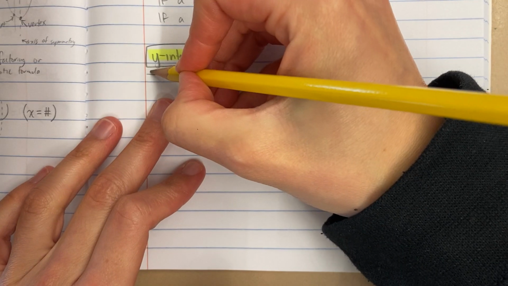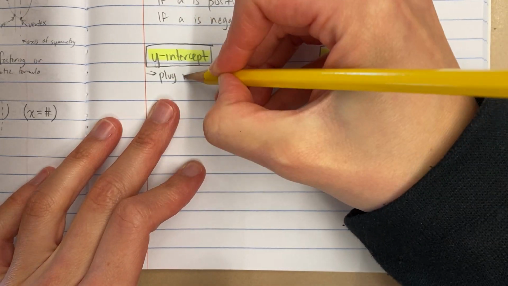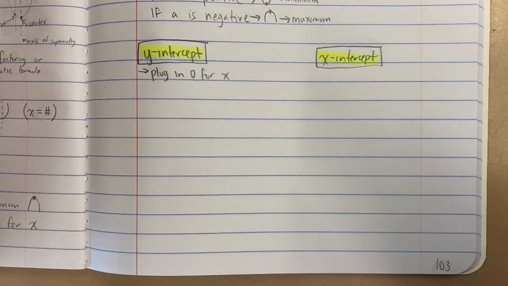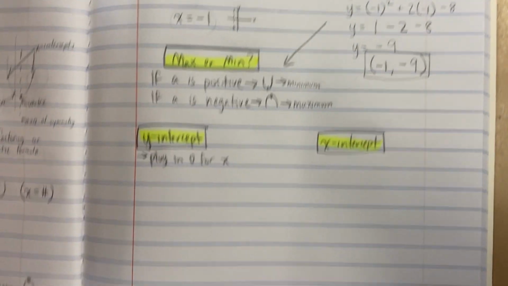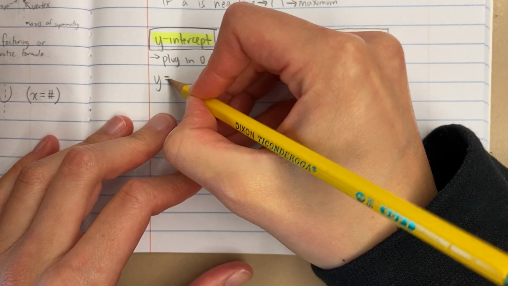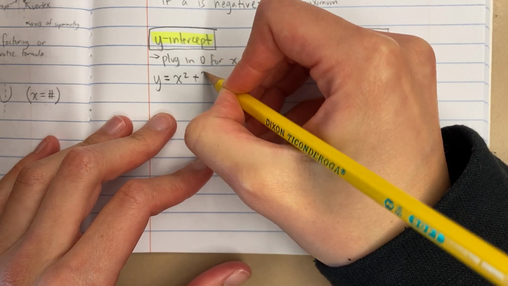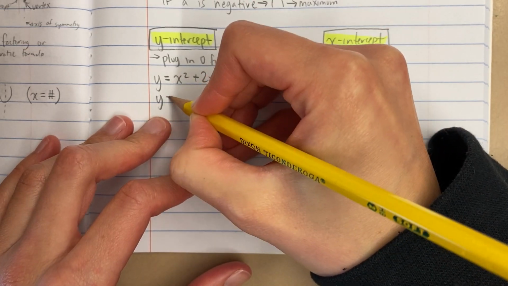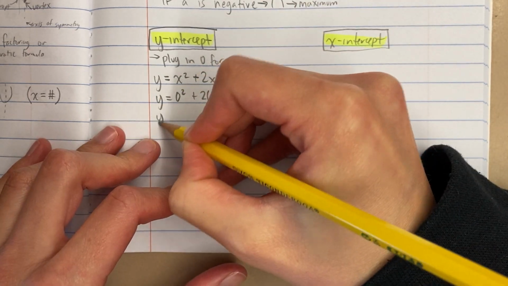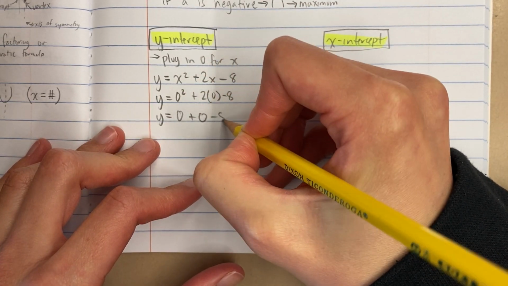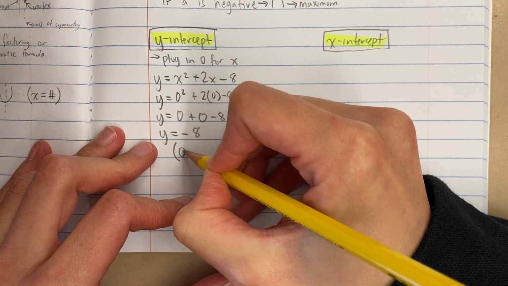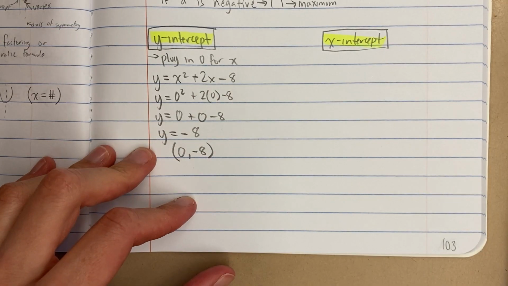Okay, for the y-intercept, remember this? We plug in 0 for x. Okay, so my example equation, which is up at the top of my page here, y equals x squared plus 2x minus 8. I'm going to plug in 0 wherever I see an x. Right, so this becomes 0 plus 0 minus 8. That gets me y equals negative 8. So my y-intercept is (0, negative 8).